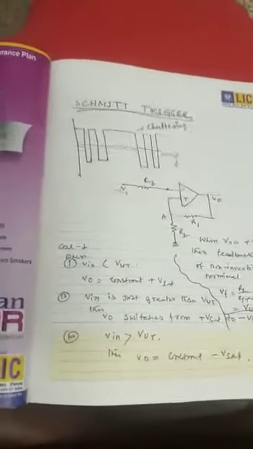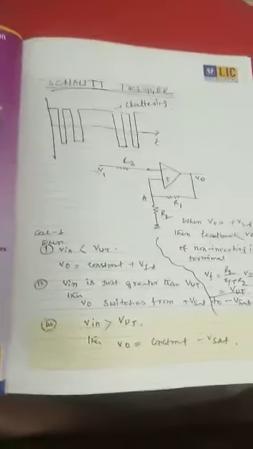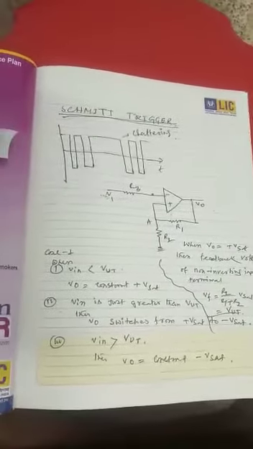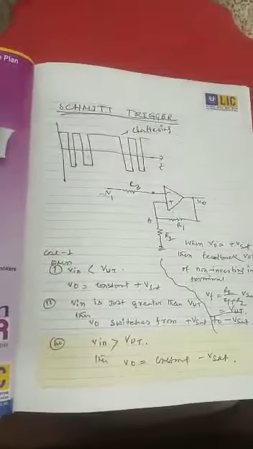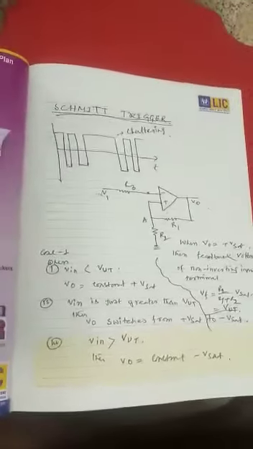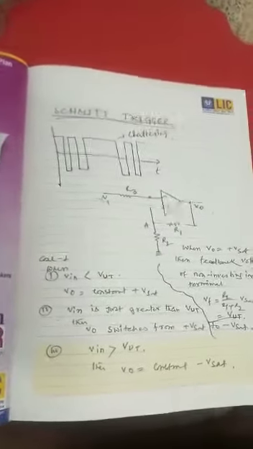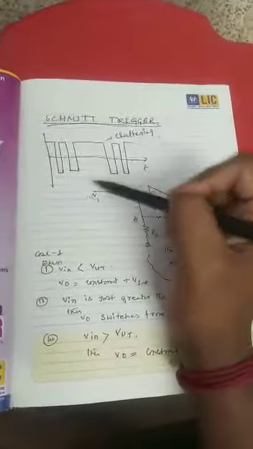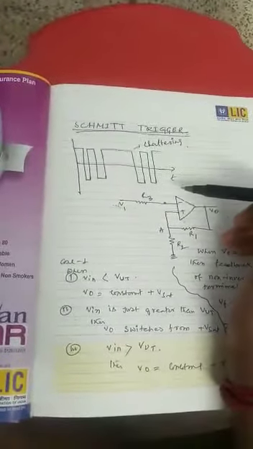If unwanted noise voltage is present in the input signal, then the output voltage waveform is not a square pulse. Some unwanted signal will be present in the output voltage. This is called chattering. To avoid this problem, we use the Schmitt-Trigger circuit.